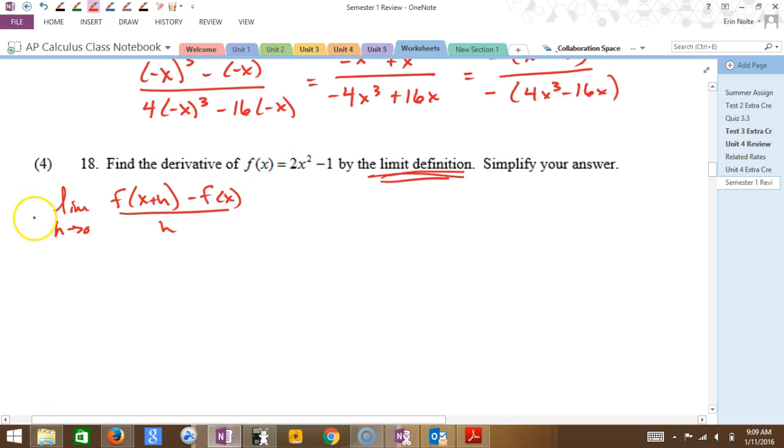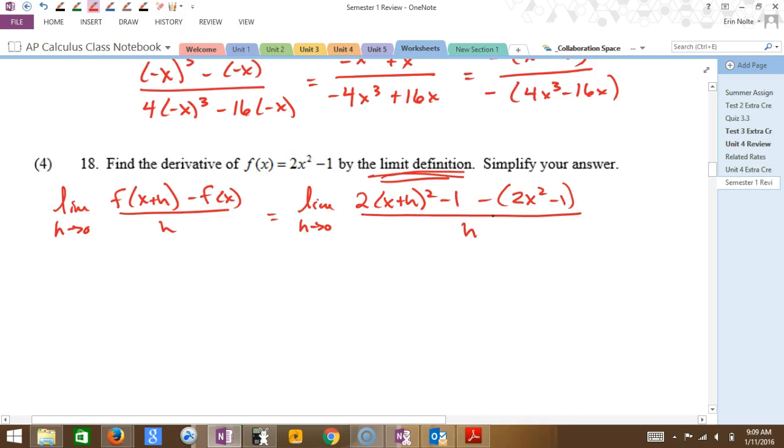Okay, so that might be something you put on your notes, and maybe even give yourself an example that you can use if you can't remember that. Okay, so if we plug in our f of x, the first step is plugging in x plus h into the x. So we're going to have 2 times (x plus h) squared minus 1. Then I'm going to subtract my function of x. So minus, make sure you use parentheses, 2x squared minus 1, all over h. And at this point, that's really, I think, the hardest part of all this.